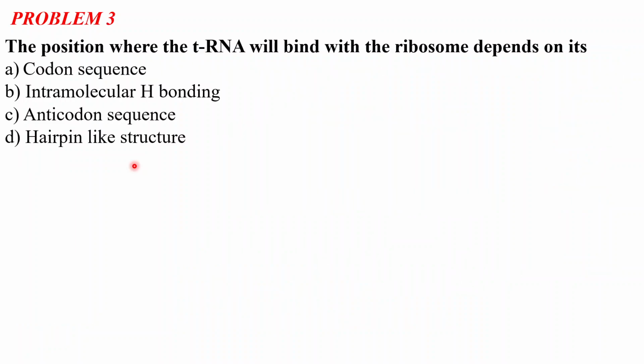Problem number 3 says the position where the tRNA will bind with the ribosome depends on it. Your options are A, codon sequence; B, intramolecular hydrogen bonding; C, anticodon sequence; and D, hairpin-like structure. Again, I will repeat: the position where the tRNA will bind with the ribosome depends on its A, codon sequence; B, intramolecular hydrogen bonding; C, anticodon sequence; and D, hairpin-like structure.